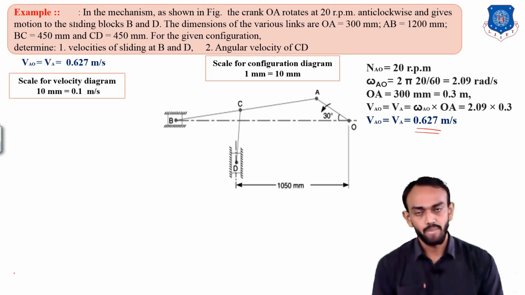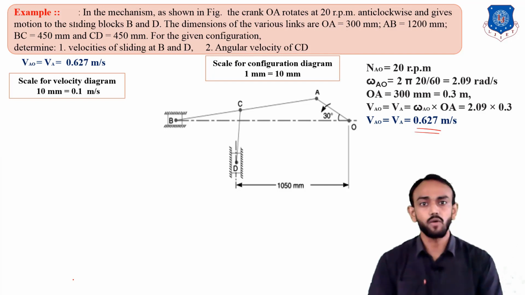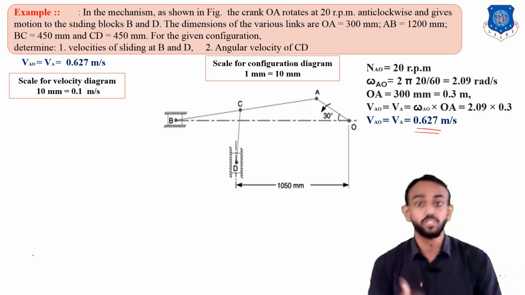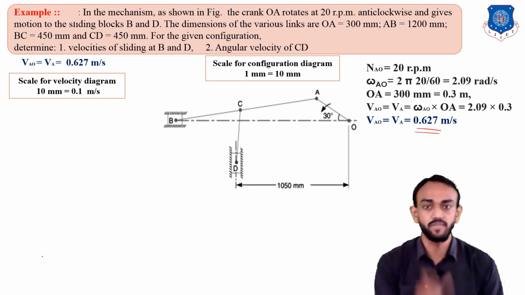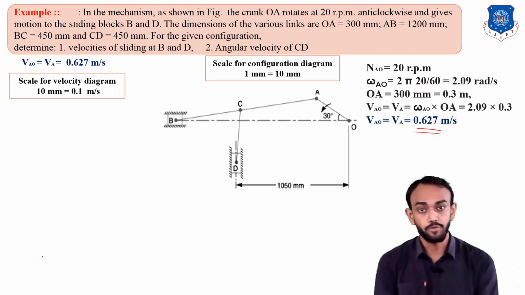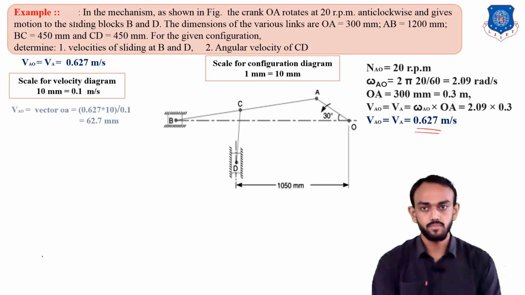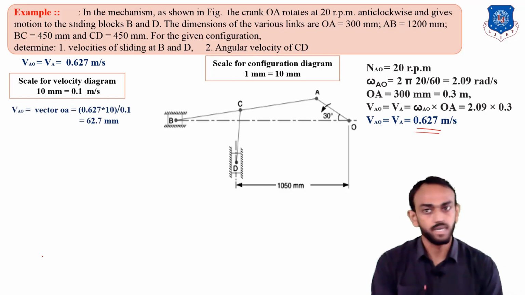10 mm is equal to 0.1 meter per second. If you have large space, you can also take a smaller scale, like 10 mm equal to 0.05 meter per second, and this velocity vector in your drawing will be around 12 centimeters. So we can choose any scale, depending upon the space we have and the accuracy you can obtain in that scale. So now 0.627 into 10 divided by 0.1 gives the first vector length.